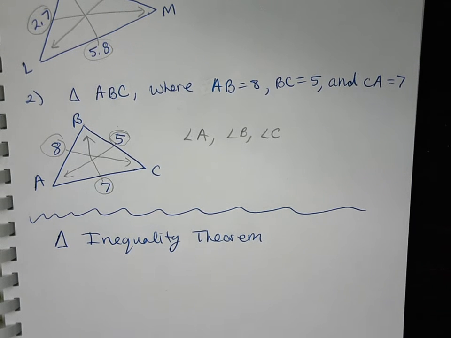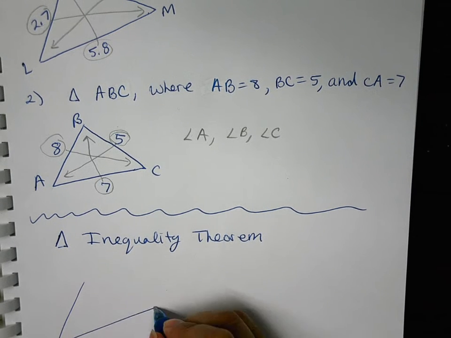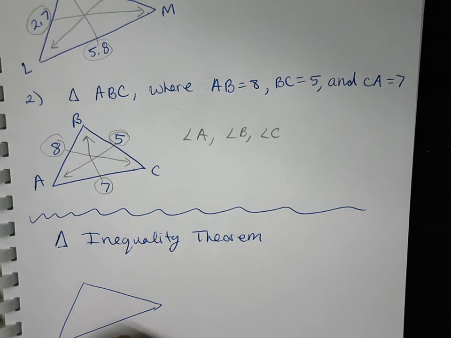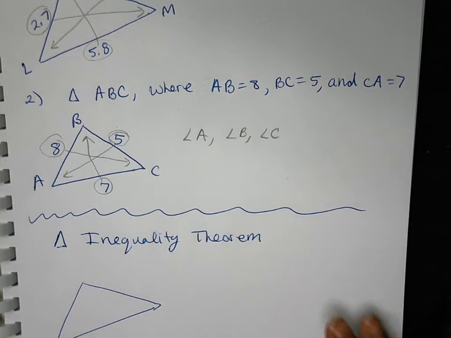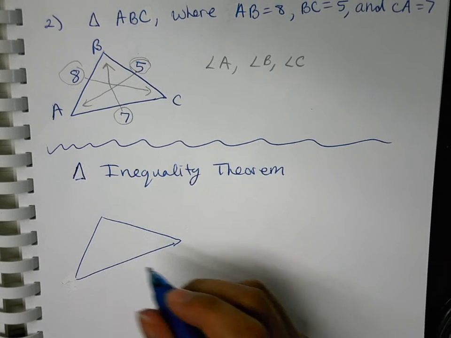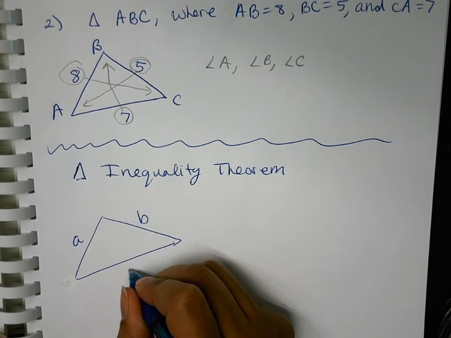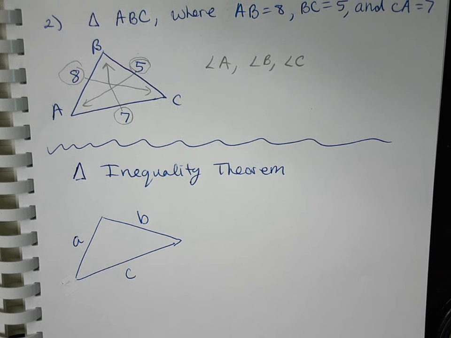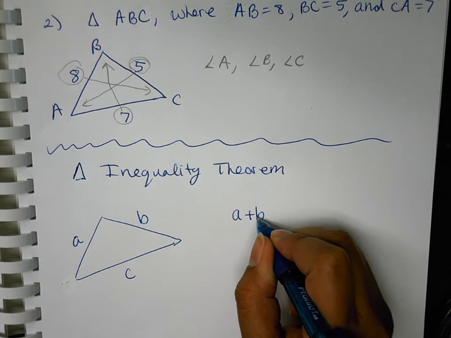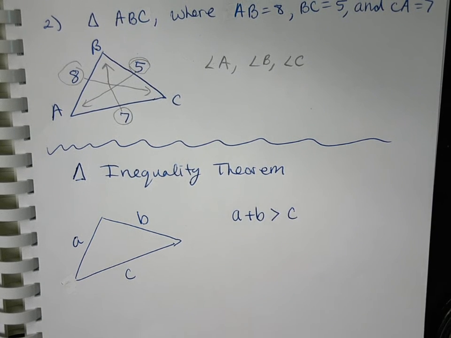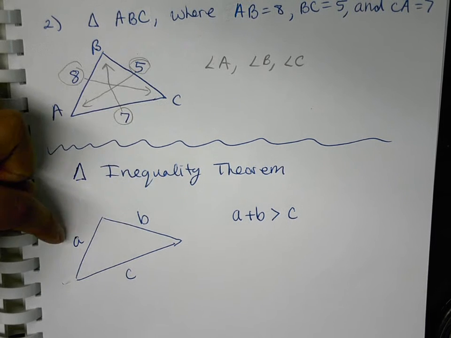The triangle inequality theorem states that if I have a triangle with sides A, B, C, notice I use lowercase because I'm talking about sides and not angles. The theorem states in any triangle, the sum of any two sides will be greater than the third. Has to be greater than, not greater than or equal to, but greater than. So the sum of these two sides will always be greater than its third side.